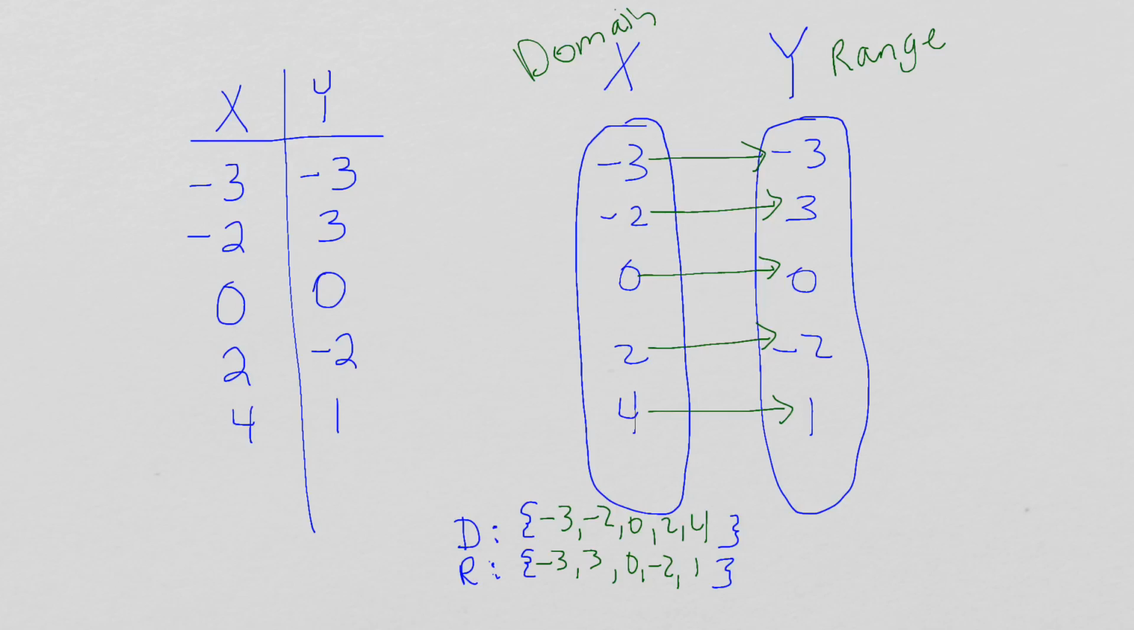You write your domain and range from least to greatest. So if you've done your table least to greatest, your domain and range is easy to find. Now you know how to create a table, a graph, and a map.